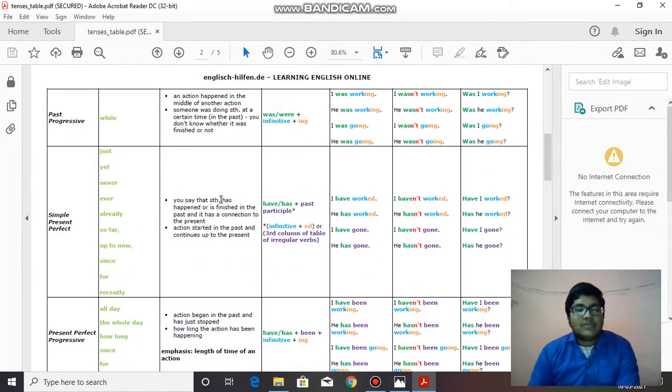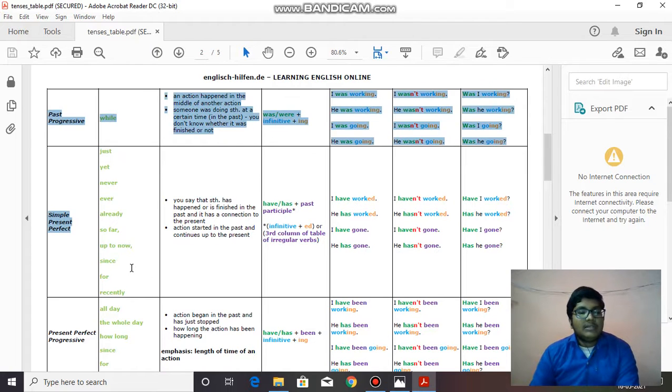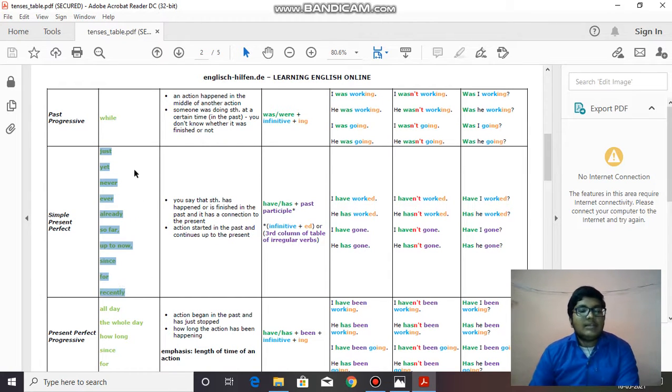And the next tense is present perfect tense. We use present perfect tense in the case where an action started in the past and continues to the present. It also has some keywords which are just, yet, never, ever, already, so far, up to now, since, for, recent. These are the keywords which you can use to identify the present perfect tense.